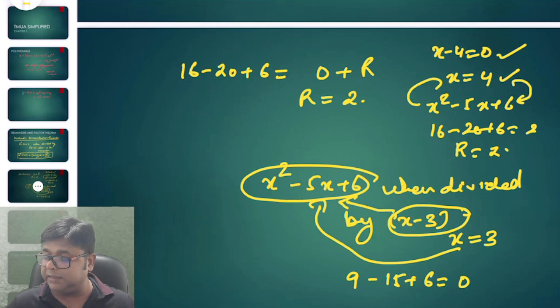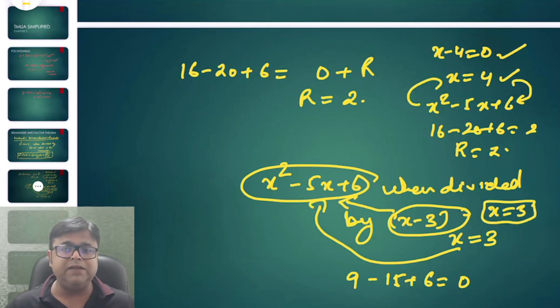So I'll say x minus 3 is a factor of x square minus 5x plus 6, or I can also say that x equal to 3 is one of the roots of this polynomial. So this is how I can use the factor theorem and remainder theorem to find remainders or to find factors, which is very important. We often get a lot of questions in TMUA which are based on this concept.